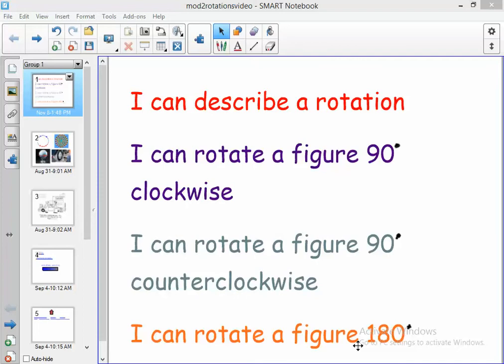The learning targets for this lesson are: I can describe a rotation, I can rotate a figure 90 degrees clockwise, I can rotate a figure 90 degrees counterclockwise, and I can rotate a figure 180 degrees.